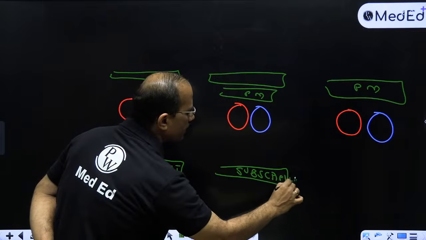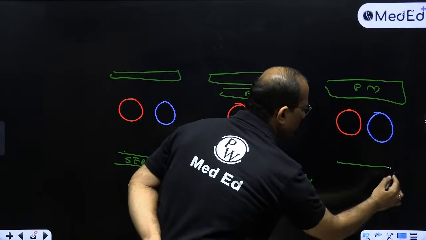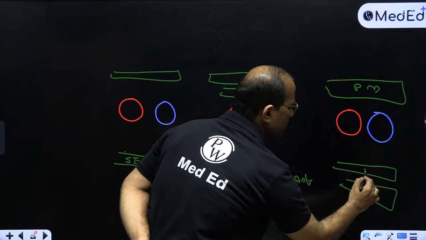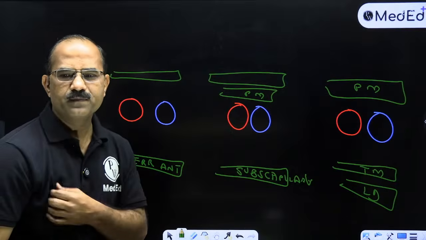Subscapularis. And in the posterior relation of the third part, who is there? This is teres major and this is latissimus dorsi. Fine children, is this clear?